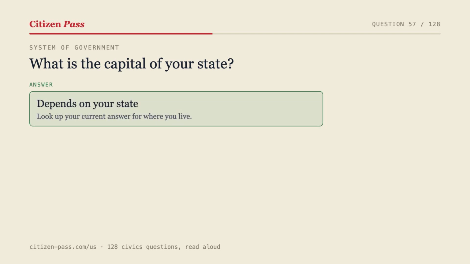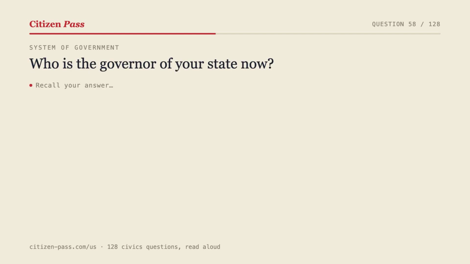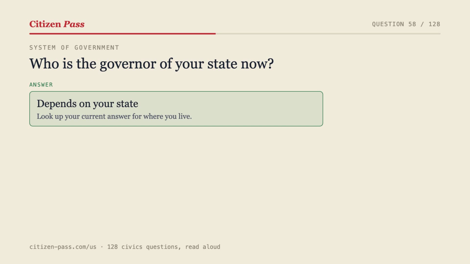What is the capital of your state? This one depends on your state. Look up the current answer for where you live. Who is the governor of your state now? This one depends on your state. Look up the current answer for where you live.